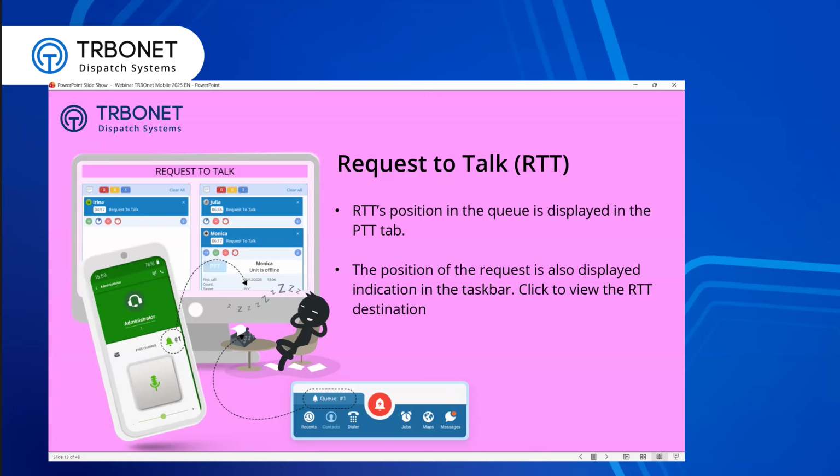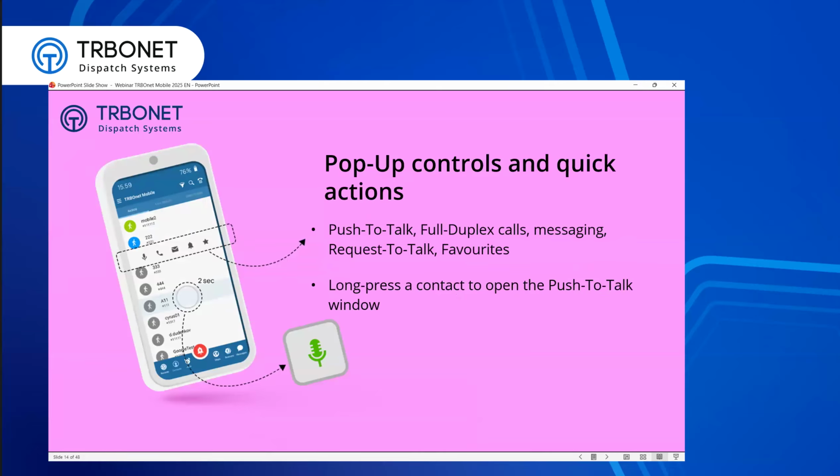So overall, the request to talk feature will improve communication discipline. It will reduce unnecessary interruptions and will allow the entire fleet to communicate and operate in a more organized and professional way. So RTT is also very, very important. Here is an image that shows you how easy and how intuitive TRBOnet Mobile is. For example, in the image here, you will see that there's a bar at the top that says radios, talk groups, and dispatchers.